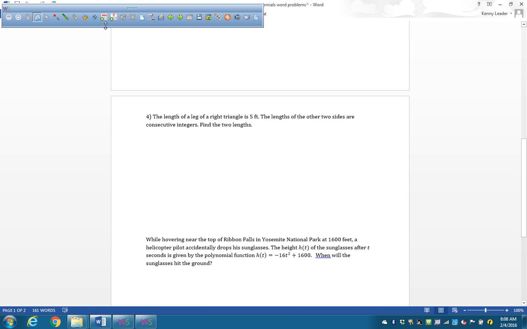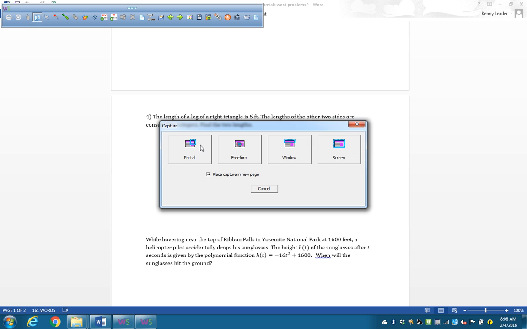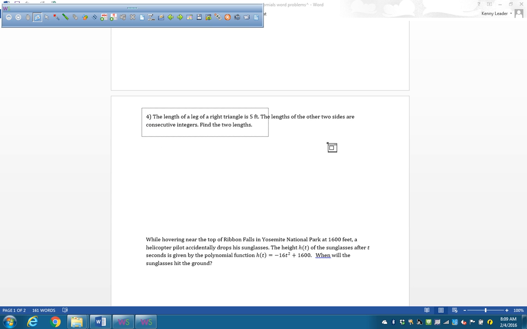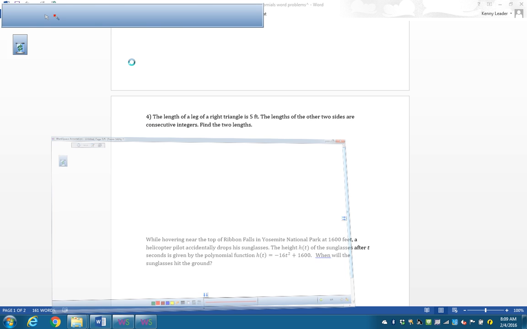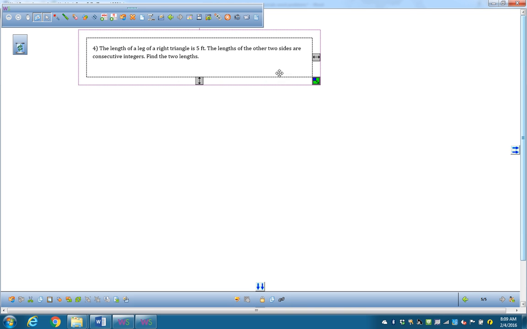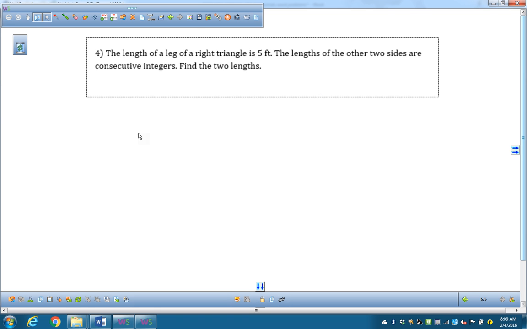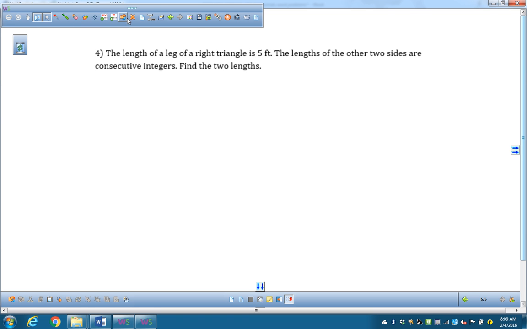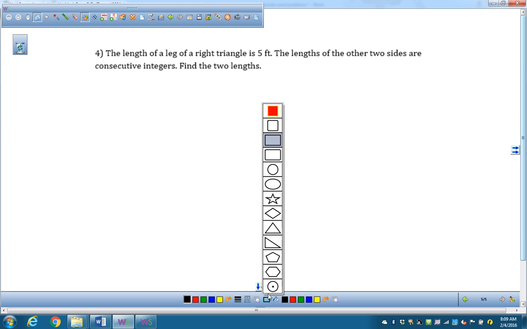So number 4, do you guys know the Pythagorean theorem? Yeah. What does the Pythagorean theorem say? It says a squared plus b squared equals c squared. You kind of need to know that to do this problem, okay? So the Pythagorean theorem, if you have a right triangle, let's make a right triangle.